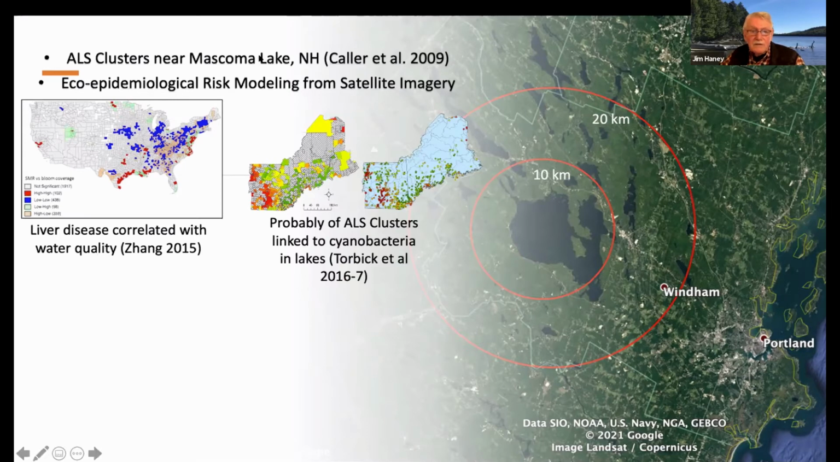So we said, well, that's a correlation, and it doesn't really prove that there's a causal effect of that lake on the ALS condition. Then that was followed in 2015 with an epidemiological study of liver disease, non-alcoholic liver disease, and water quality in lakes. And a positive correlation was found between the likelihood of having blooms in lakes and liver disease. Again, just a correlation.